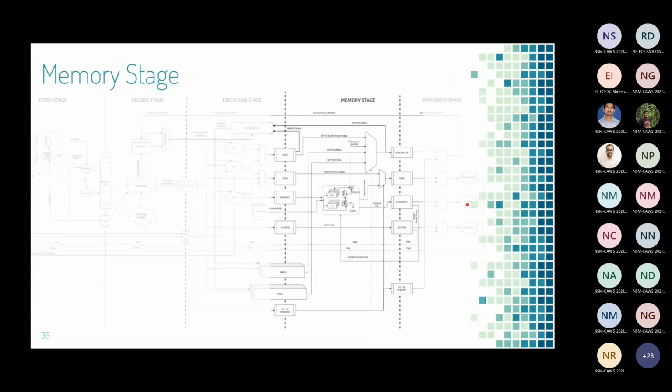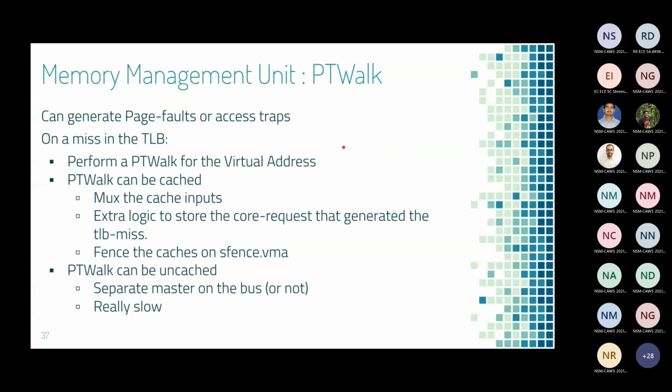The memory stage is very straightforward. We've already seen the data cache. The address generated in the execution stage is sent off to the cache, and the cache responds back to the memory stage with either a hit or an exception that it would have detected during the operation.